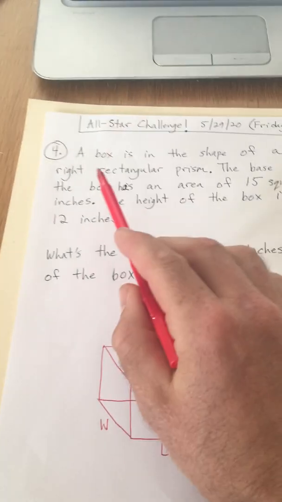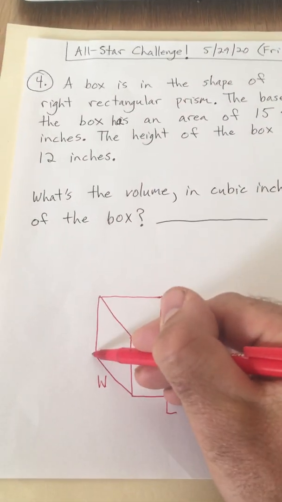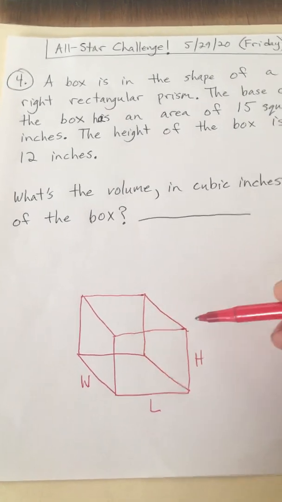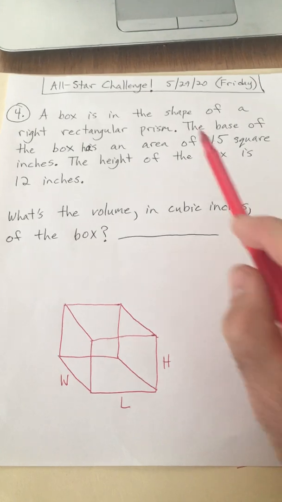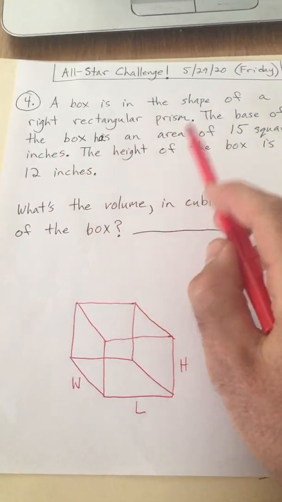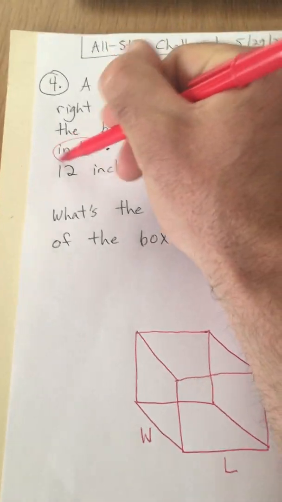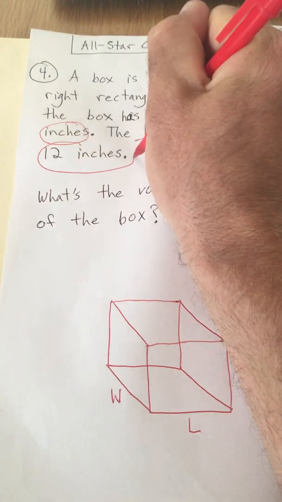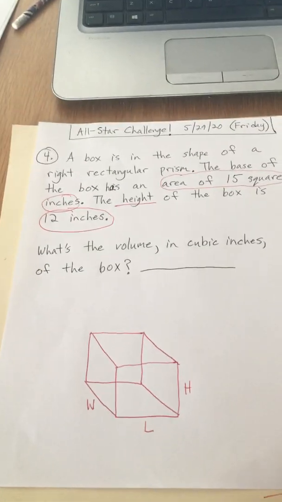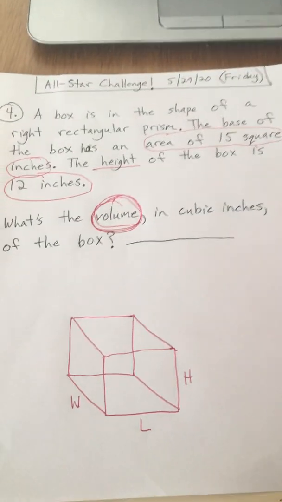This one's tricky. It says, a box is in the shape of a right rectangular prism. That just means there are right angles on all the corners, so it's like standing straight up. And it's a rectangular prism. The base of the box has an area of 15 square inches, and the height of the box is 12 inches. What's the volume? So we're finding volume in cubic inches.